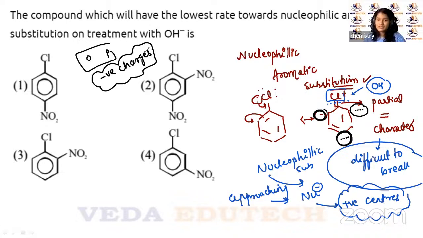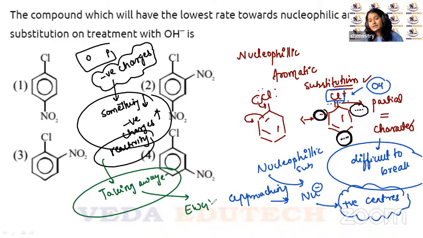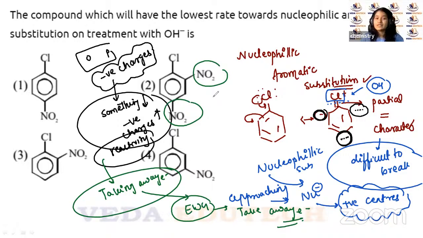So as we are having negative charges, can I say, children, that something that decreases the negative charges is going to increase your reactivity. Decreasing negative charges means taking away electrons. And who takes away your electrons, children? Electron withdrawing groups, they take away electrons. So as we can see here, this is going to be the most reactive because both at ortho and para, they are having electron withdrawing groups.